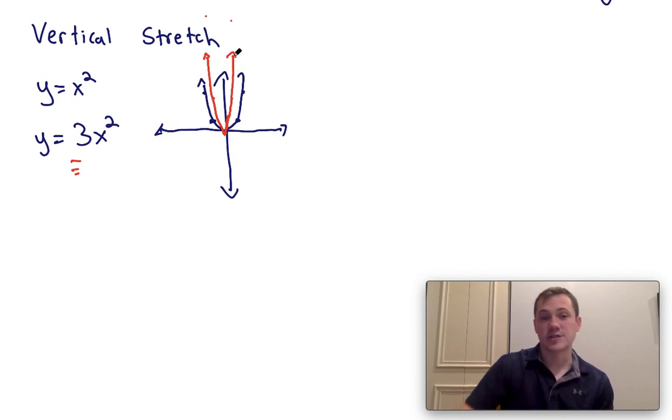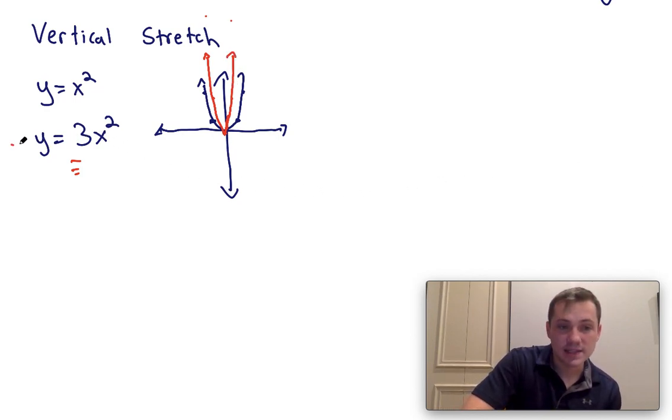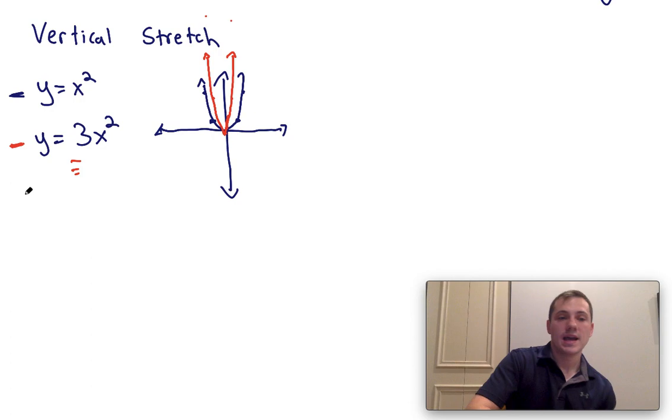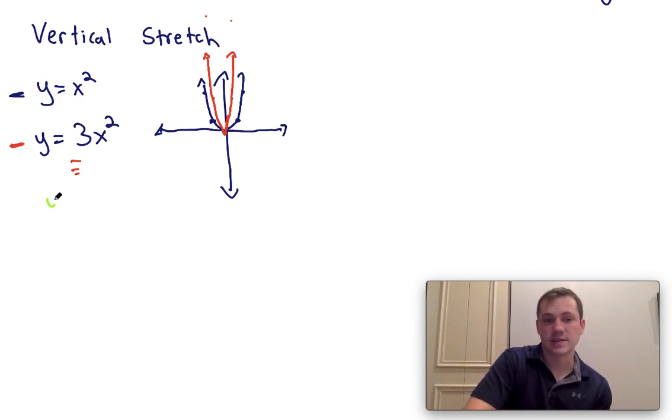And that's what a vertical stretch does. Now, this is going to be my red line. This is going to be my blue line. And then I'll use a different color here to show you if you have a fraction. So let's say we had something like y equals 1/2 x squared.